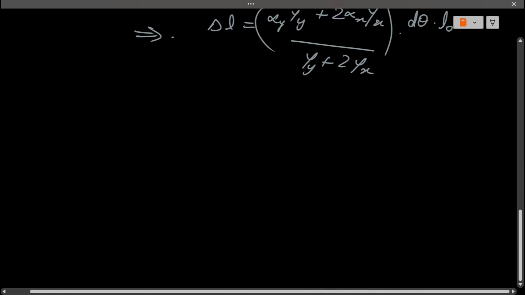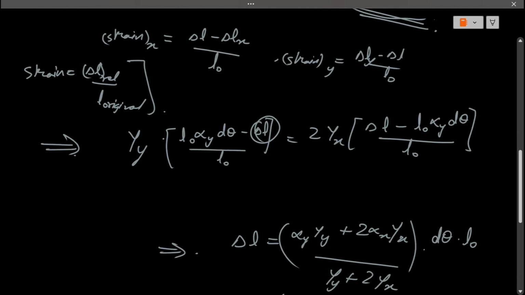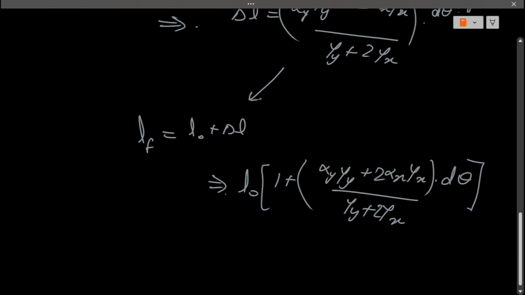Also, when we talk about the final length of the entire system, we have the final length as LF, let us say. So we have L0 plus delta L. So we'll have this quantity over here, and then it was just calculations.